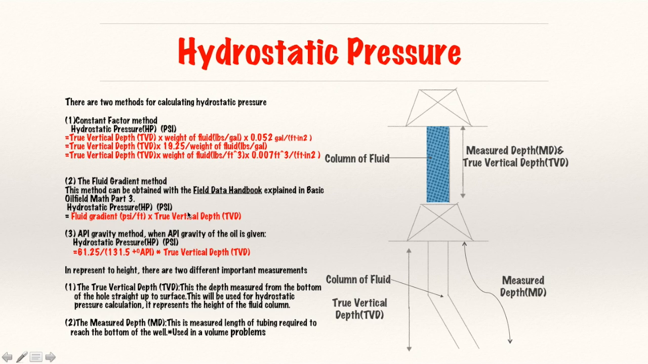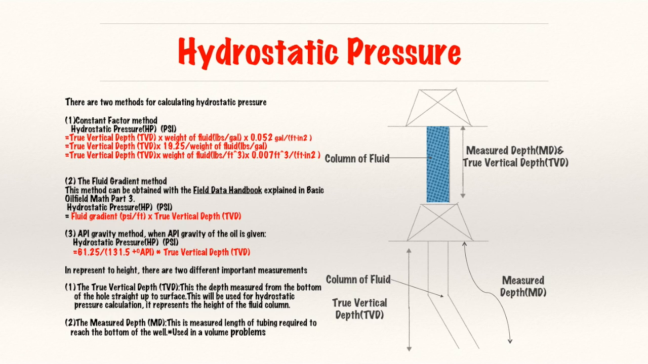The other method is the fluid gradient method, where you can obtain the fluid gradient from your field data books. If you have any field data book handy, you can get your fluid gradient, and also you know your height. So by multiplying that, you can get your psi and get your hydrostatic pressure. Also, your API gravity method, when the API gravity of the oil is given. So you can get that by simply doing 61.25 divided by 131.5 plus my API, and I multiply by my true vertical depth. So in respect to height, there are two important measurements.